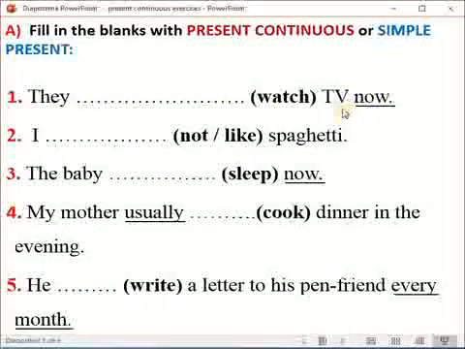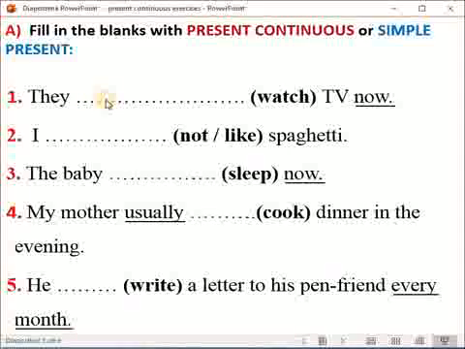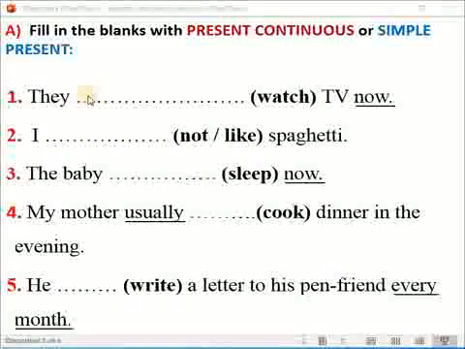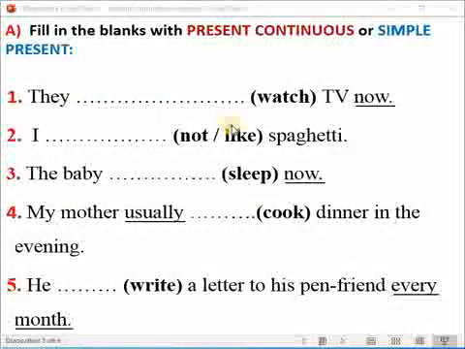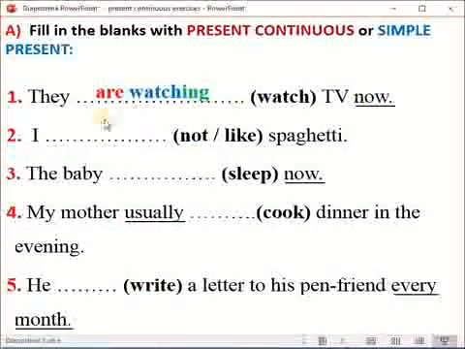We have the word now, so the action is happening now, تحدث الآن, so we have to conjugate in the present continuous tense, and this is affirmative form, so we are going to have subject, plus verb to be, plus verb to be هنا غادي نستعملوا are, plus verb plus ing, ها الverb ونزيدوه ing, so they are watching TV, they are watching TV now.